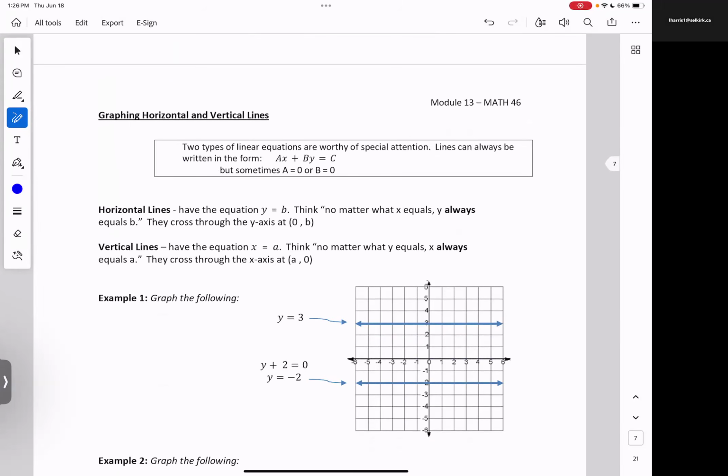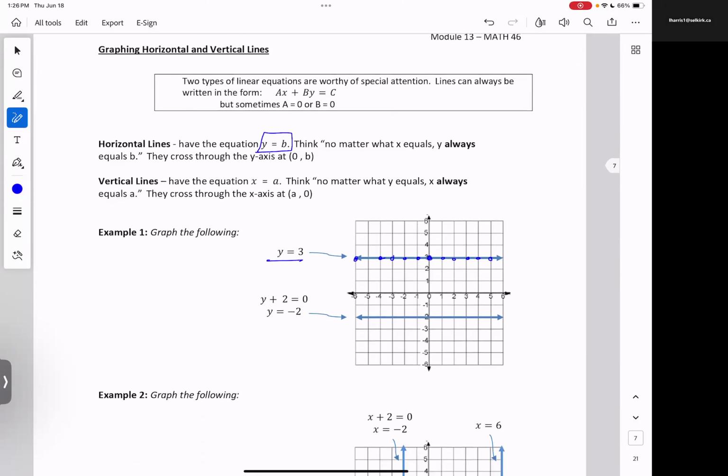There's a couple of sort of weirdos that we should talk about, which are horizontal and vertical lines. A horizontal line is going to have an equation like y equals some value b. The way I think of these is no matter what your x value equals, y is always b. So look at this example down here. We have y equals 3. When x is negative 6, y is 3. When x is negative 4, y is 3. When x is 0, y is 3. 3, 3, 3, 3, 3. So we end up with this horizontal line at y equals 3.